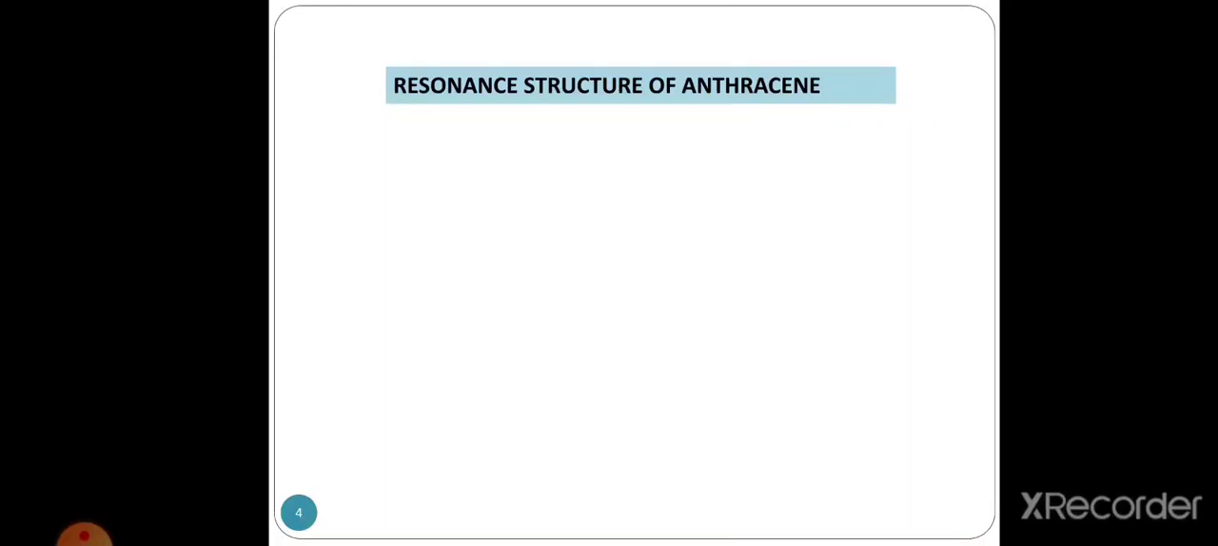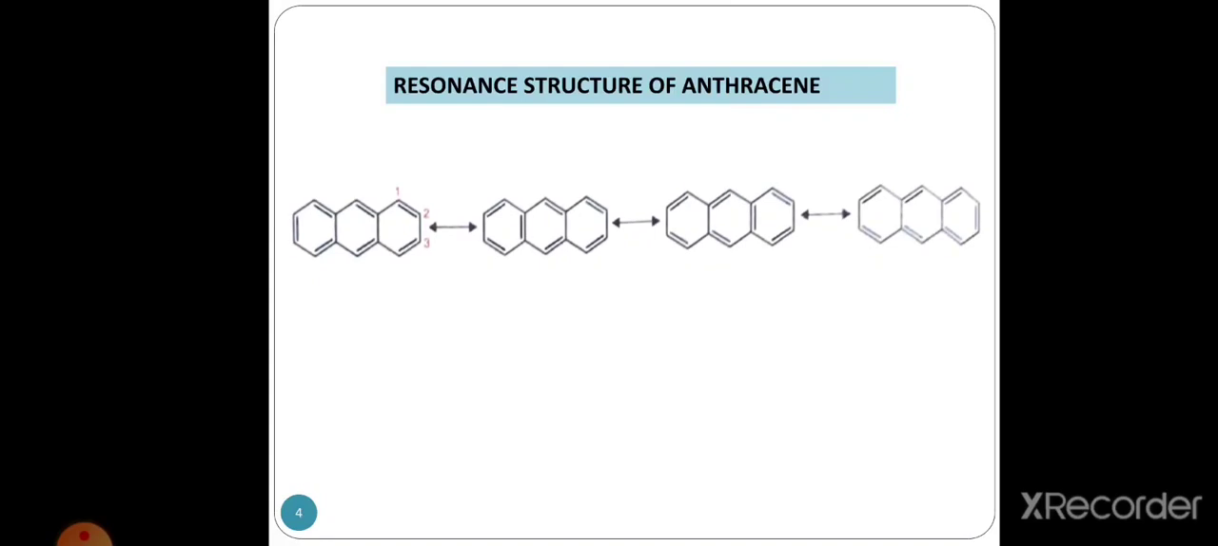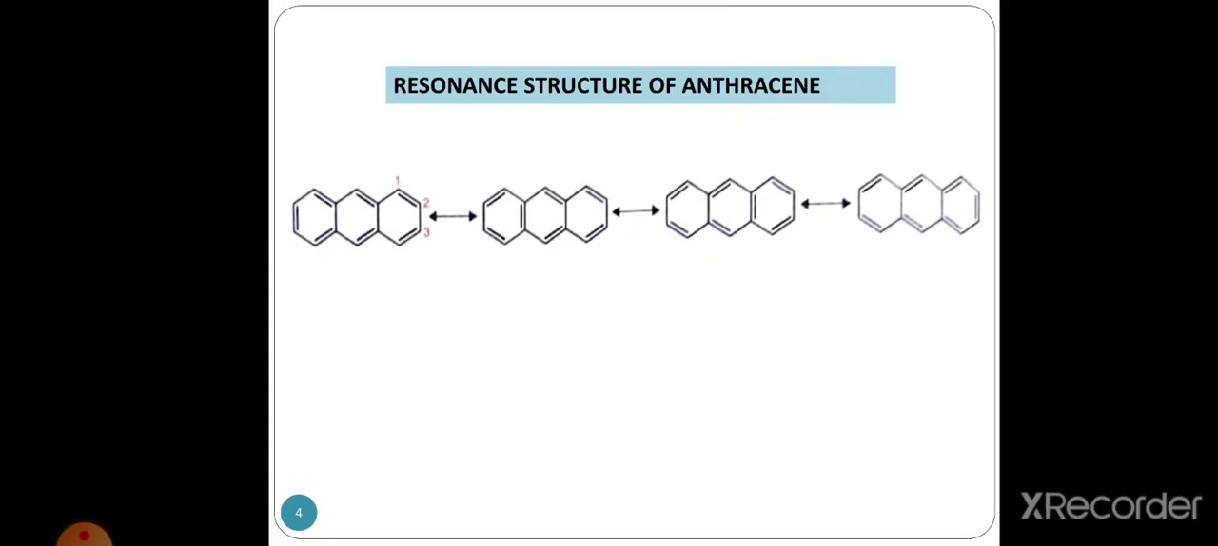Coming to the resonance structure of anthracene. Anthracene occurs in the following 4 resonance forms. These resonance forms are obtained due to the delocalization of electrons.